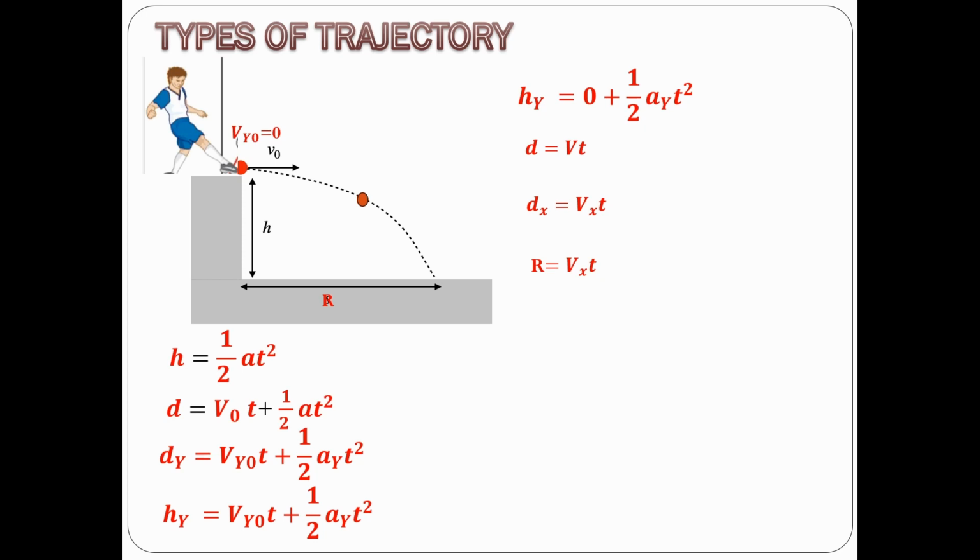Sometimes in this type of projectile motion, you will need to solve for the final speed or final velocity, which is the speed of the object before it reaches the ground. And the equation you need is vy final is equal to vy initial plus ay t, where ay is equal to negative 9.8.